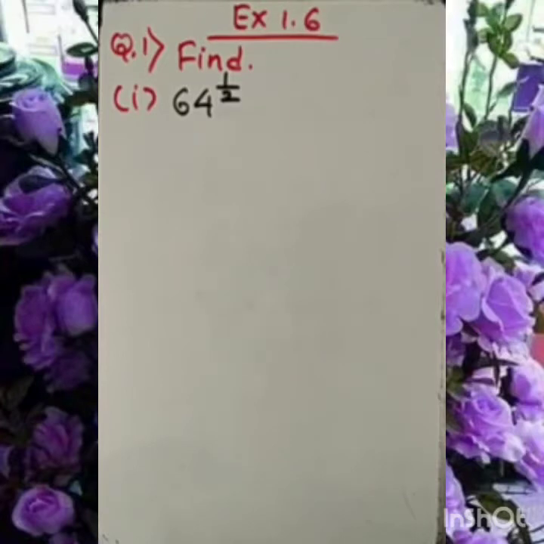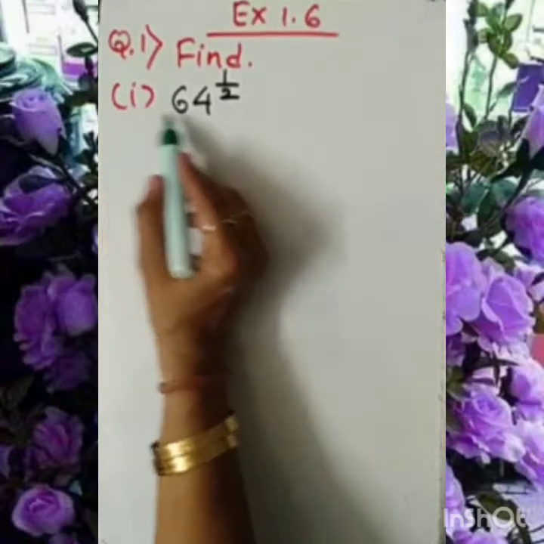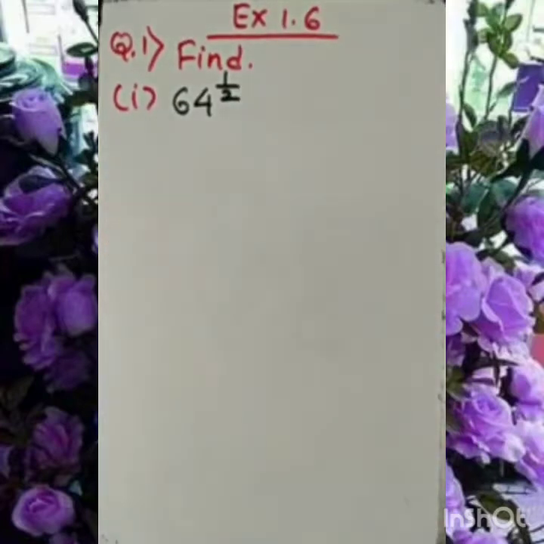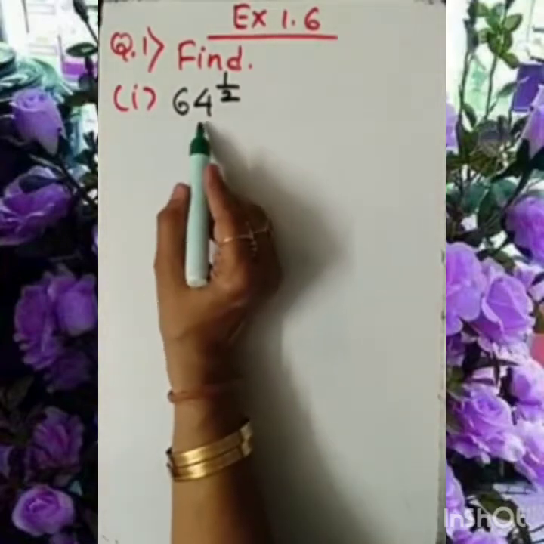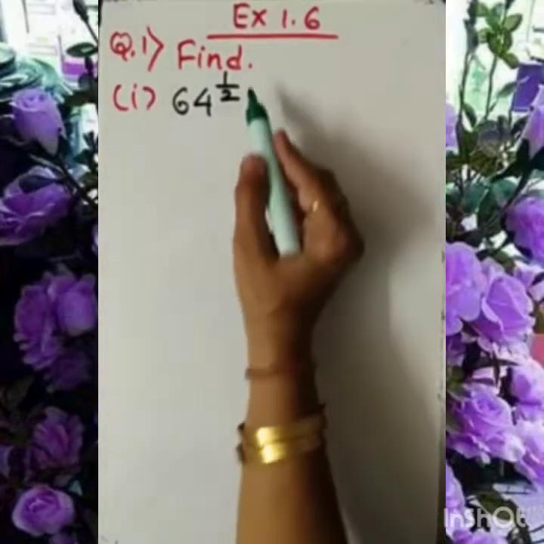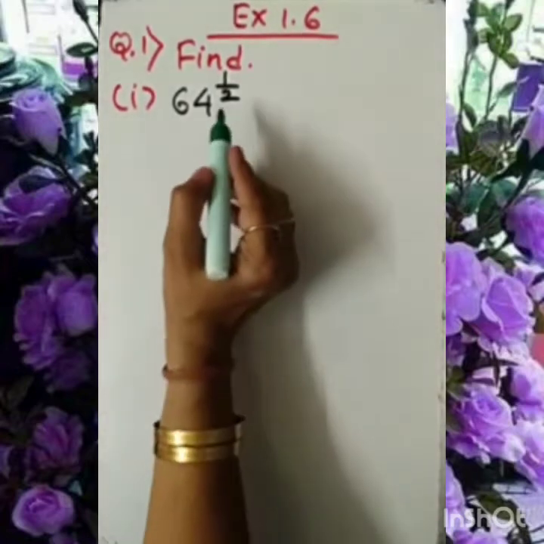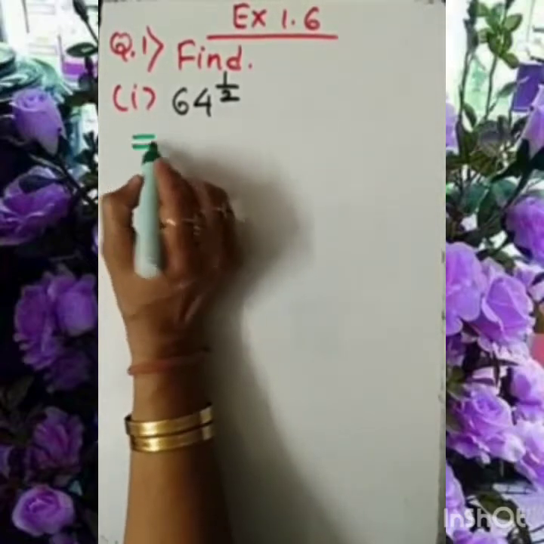Exercise 1.6, question number 1, find. Okay, we all are well aware about the exponent and power. As we know, in the first question we are given 64 to the 1/2 power. In that, 64 is called the base and 1/2 is called the power. Okay, so what we have to do, how to solve? That is a very simple step.